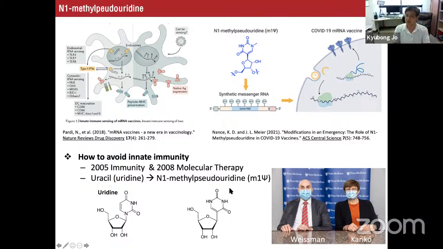And recently, one company, CureVac in Germany, used uridine instead of methylpseudouridine and made a new vaccine, but that was not successful. The prevention rate is just like 45%, compared to about 95% for Pfizer and Moderna. So I really believe that these two scientists will receive the Nobel Prize, maybe in physiology or medicine in October. I really believe that.